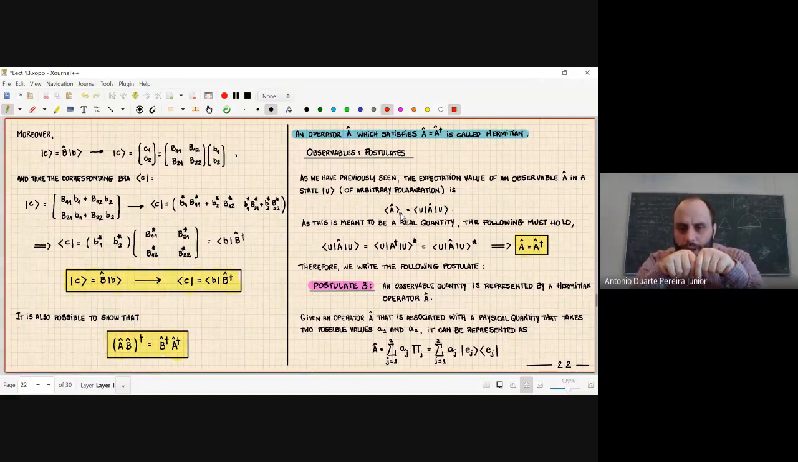So there is a question by Seth, which is, that means that the off-diagonal entries are not strictly complex numbers.